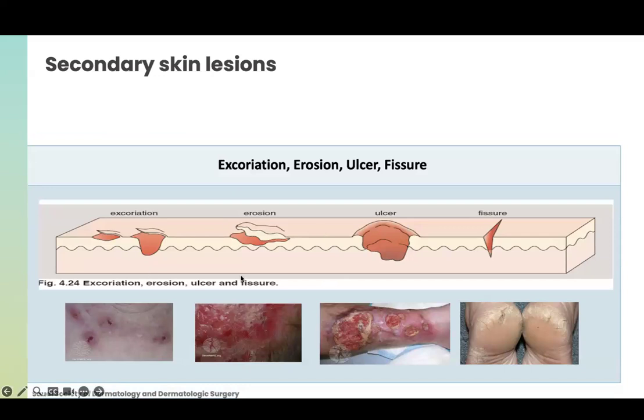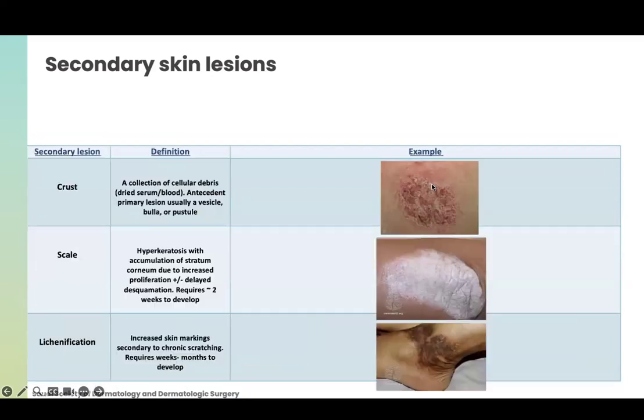This is a common way. And I really like this diagram because it shows you exactly what we just talked about. If you look at the erosion, you just have a partial focal loss of your epidermis, and excoriation is very similar, however it's smaller, more small and linear. The ulcer is deeper, so you have full thickness loss of your epidermis that goes down to your dermis, and then your fissure is just a discontinuity in the connection of your epidermis and dermis.